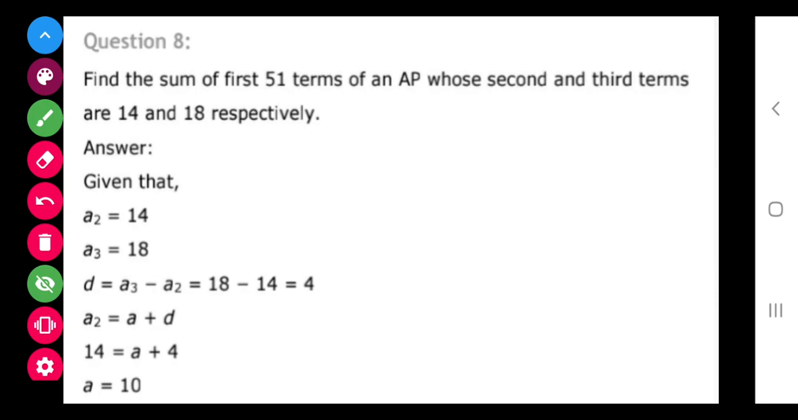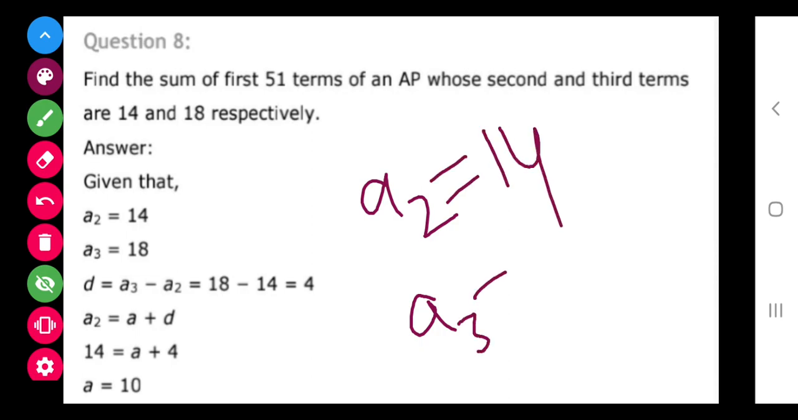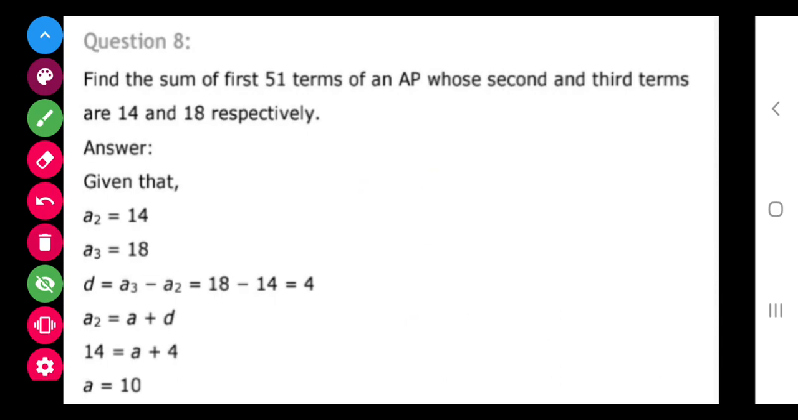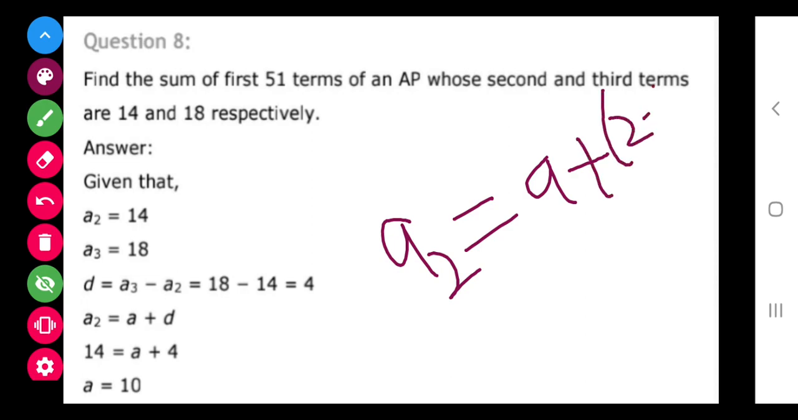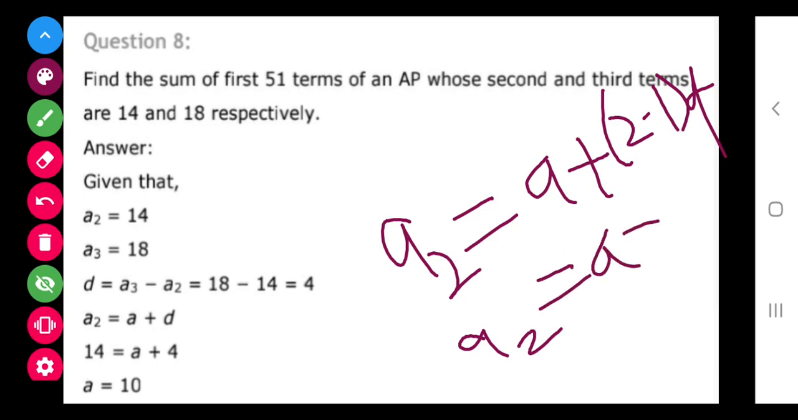The concept is very simple. Now, in this question, the second term A2 is given, and A3 is given, that is 14, and A18. So what do you mean by A2? A2, in shortcut, we can write as A plus D, as I have told you in previous videos, or you can use the formula also. A2 is equal to A plus (2 minus 1) D. Finally it will come as A2 is equal to A plus D only.